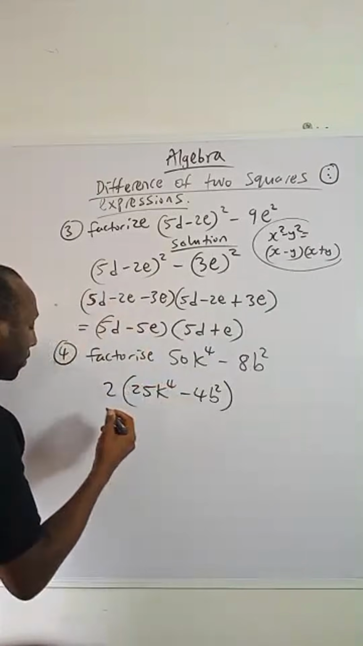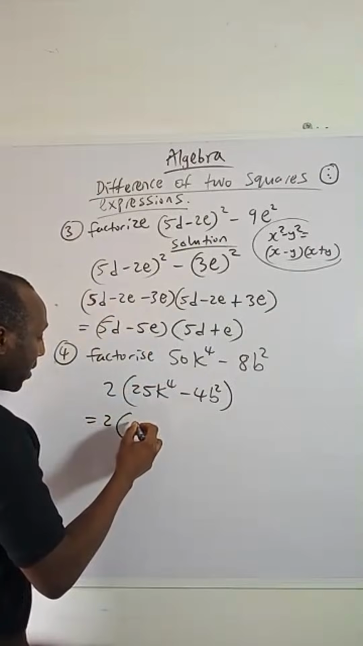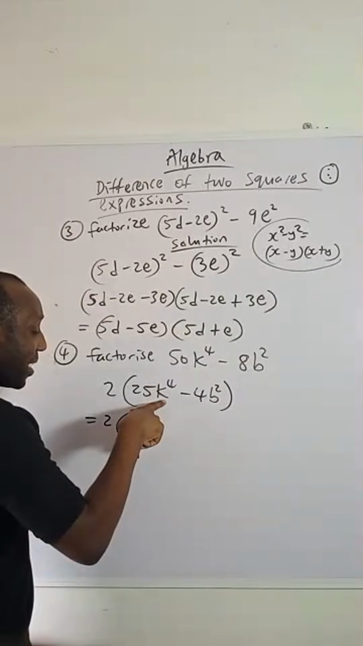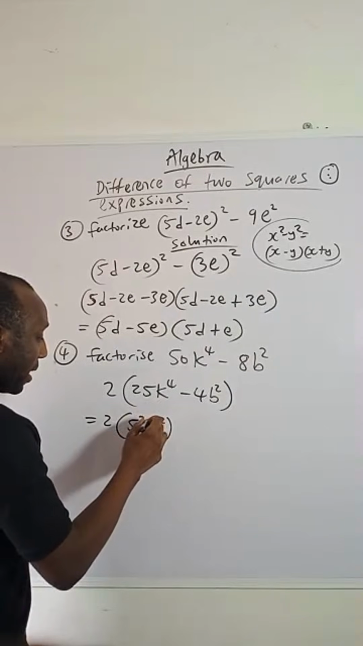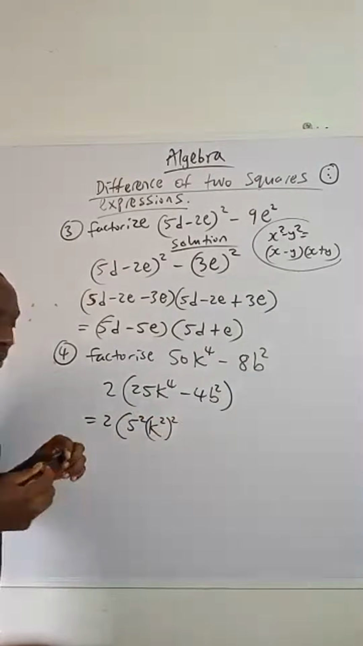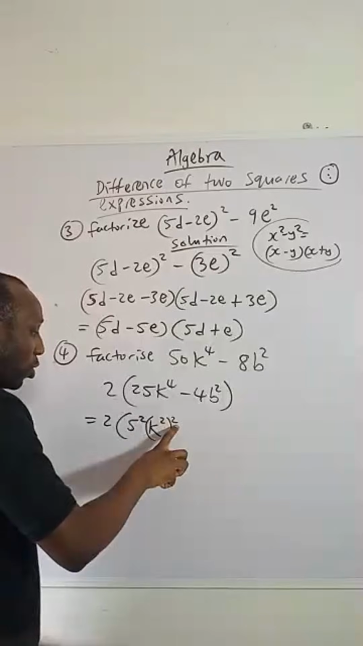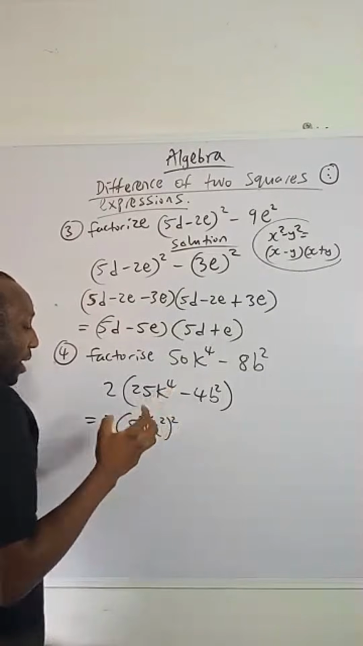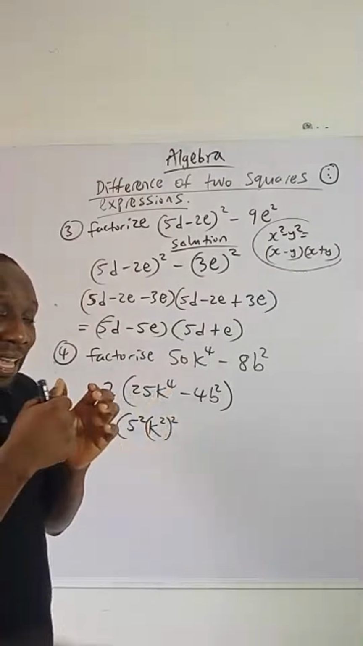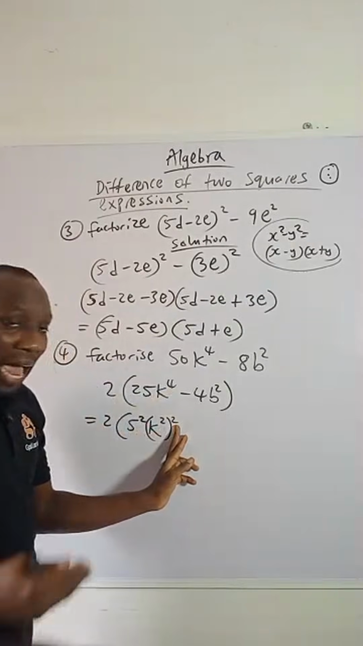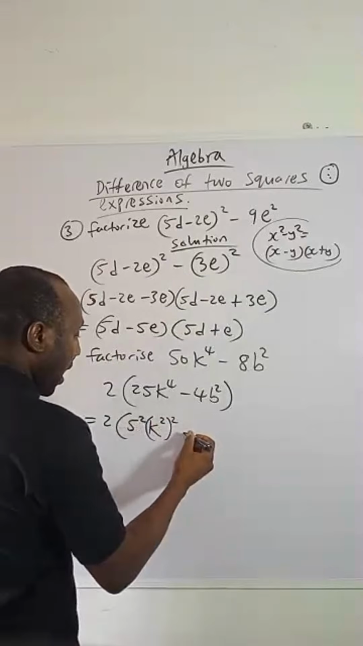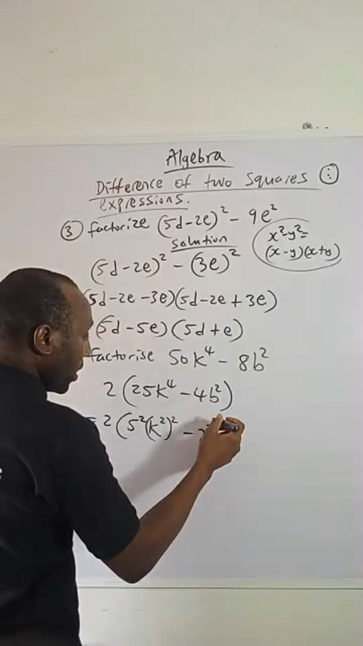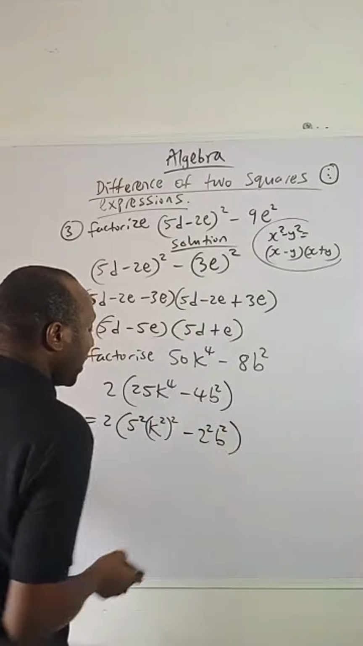This is how. So it's going to be what? 2 then bracket 5 squared. This k raised to the power of 4 can be written as k raised to the power of 2 and then raised to the power of 2 again. Are you seeing that? So 2 times 2 will give you what? 4. So I just did this in a way that I will still have square outside of this term, right? Then minus, what about 4? 2 raised to the power of 2, then b squared, and then close the bracket.